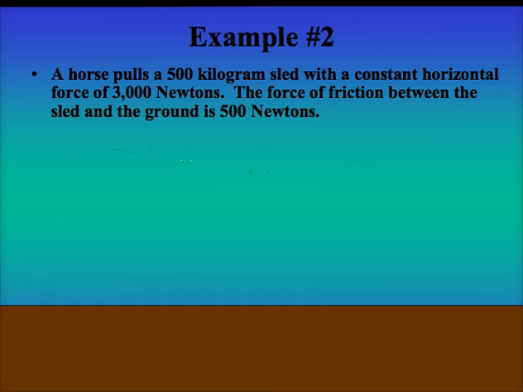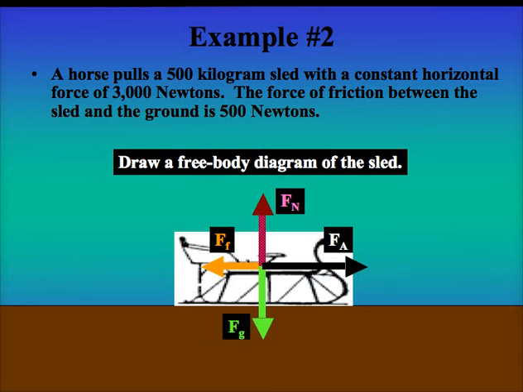Let's try another problem. In this particular problem, we have a horse pulling a 500 kilogram sled with a constant horizontal force of 3,000 newtons. The force of friction between the sled and the ground now is 500 newtons. So now we're going to start to deal with the force of friction. Friction is a force that always opposes the direction of motion. So we draw a free body diagram. Weight's acting down, normal's acting up. We'll say the horse is pulling to the right, therefore friction must be acting to the left. And there's all our forces drawn.